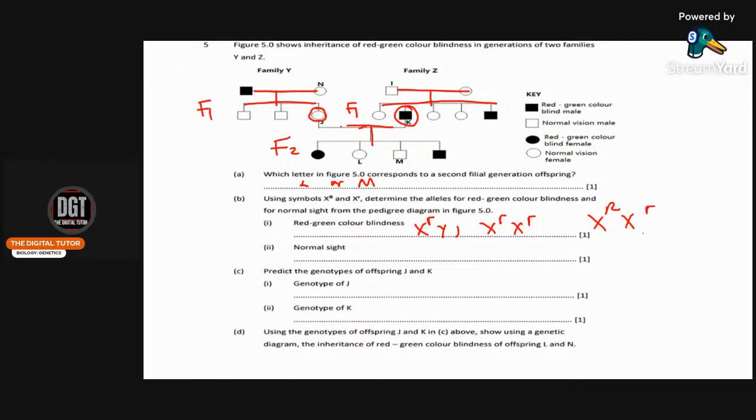This one doesn't mean that someone is colorblind. This is a carrier. So in female, this is a carrier. An affected one is this one. So take note of this. These are the ones that we expect here.